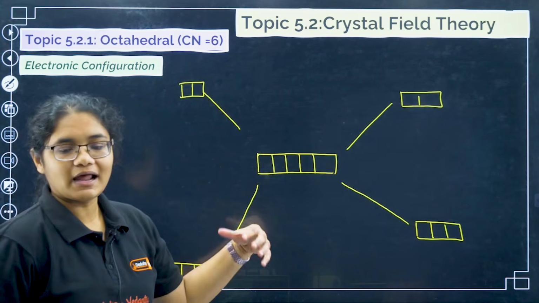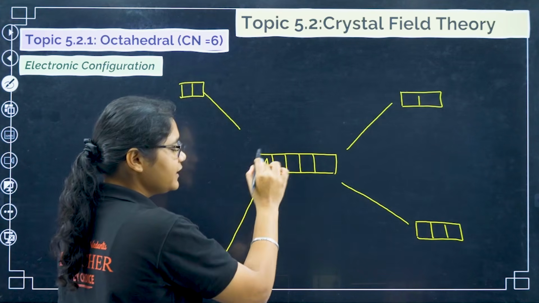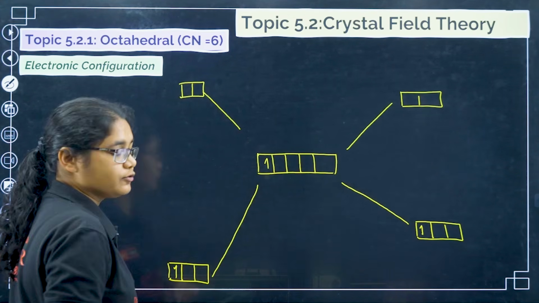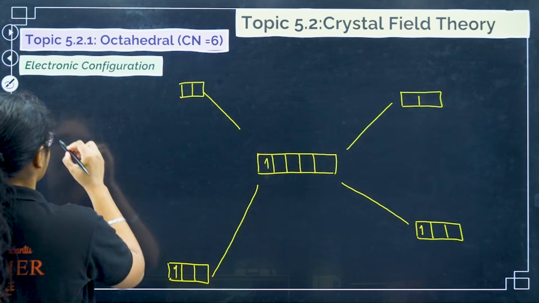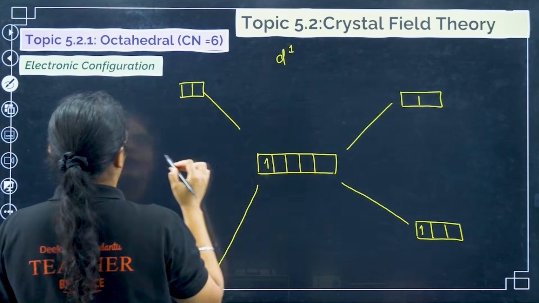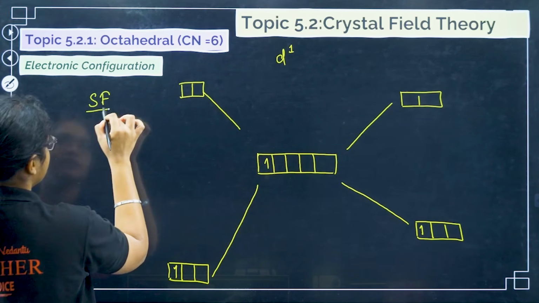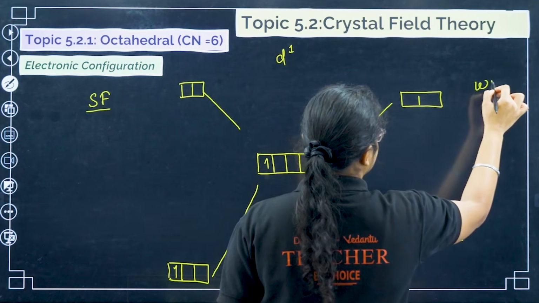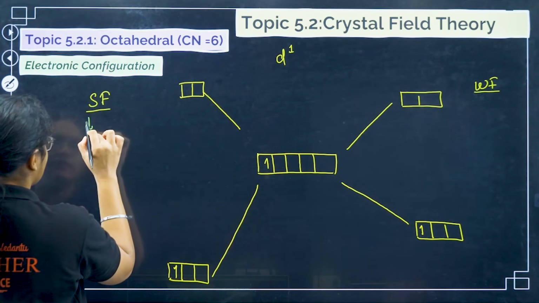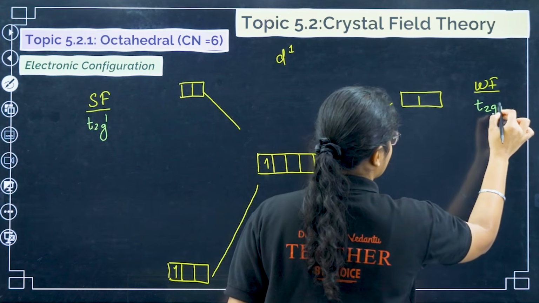Right, now what happens if you have d1, if there is 1 electron? So this one electron will go here, and there will be one electron going here, right? So what will be the configuration for d1? I'll write here d1, and this is the strong field configuration and this is the weak field configuration. For both strong field and weak field, I will get t2g1 here, and here also I have t2g1.